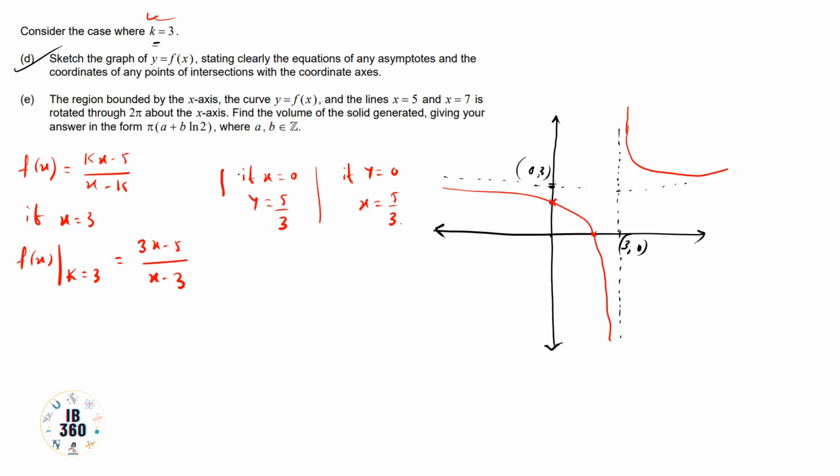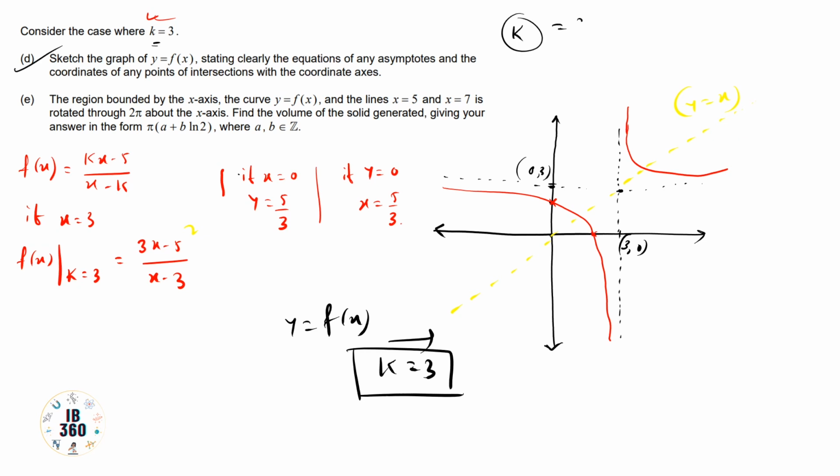Again, how will you verify that? Draw the line y equals x, and you will have the same cutting here. Okay, so this is the y equals x line, and you have the same cutting here. So this is the graph for y equals f(x), where k equals 3. You have to keep in mind how we have drawn the asymptotes. Both the horizontal asymptote and vertical asymptote will be k. So if the value of k is 3, then obviously the asymptote value will be 3. So that's why the graph is like this.